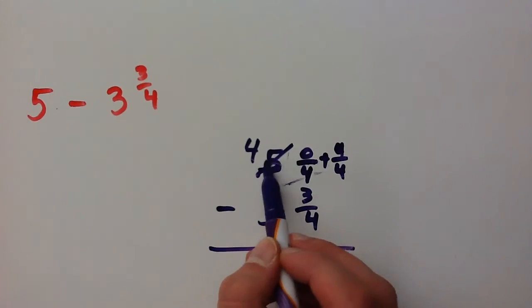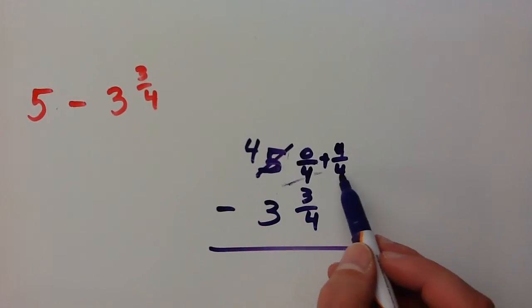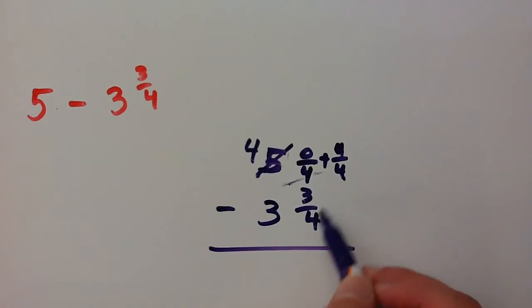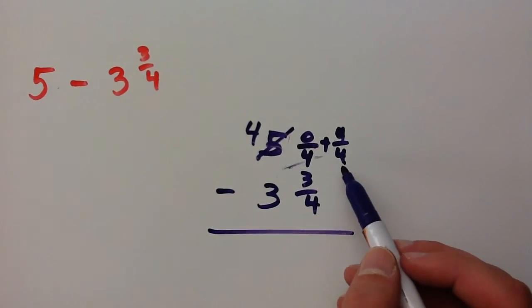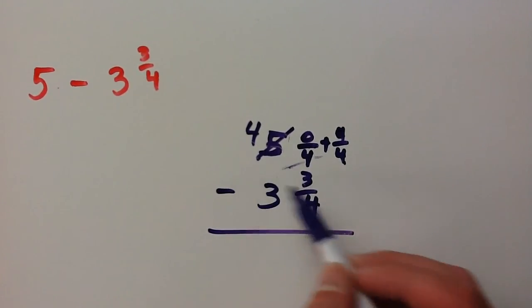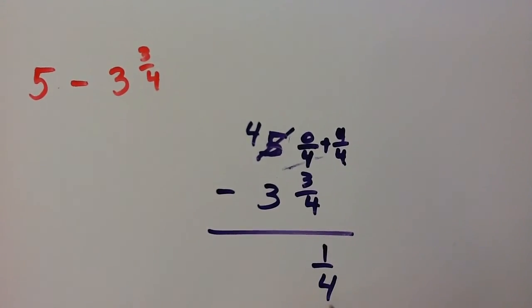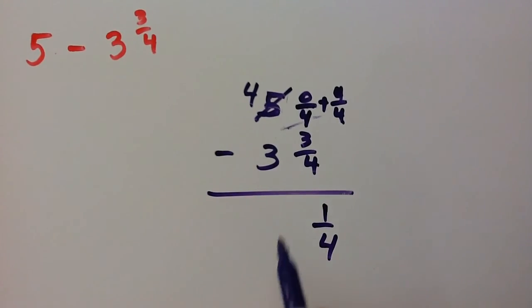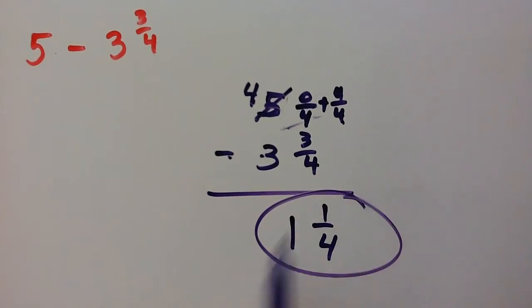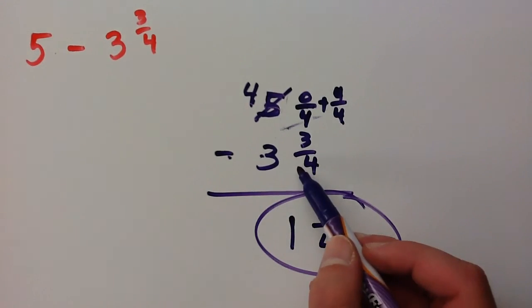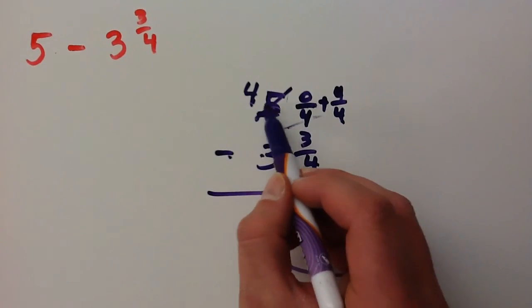Which is my number. But I'm unsimplifying it so that I have a common denominator so that I can subtract my fraction parts. Now if I subtract my fraction parts, I have 4/4 minus 3/4, that's 1/4. And then I subtract my whole numbers. 4 minus 3 is 1. So I get my difference here is 1 and 1/4. If I were to operate backwards, 1 and 1/4 plus 3 and 3/4 should give me 5.